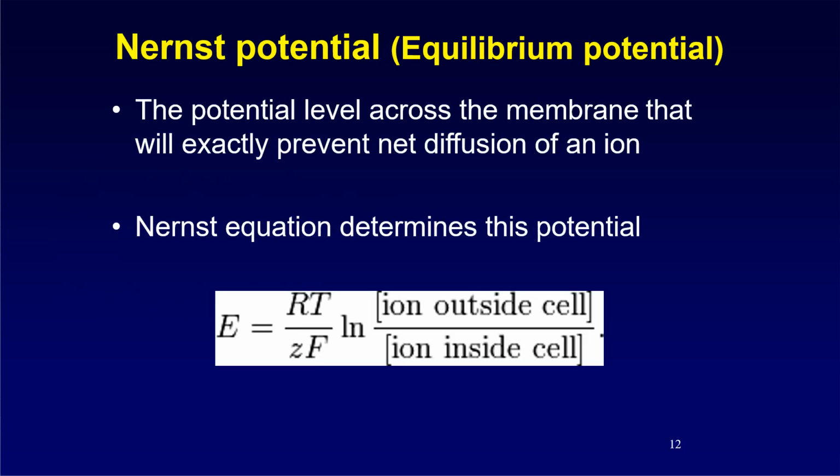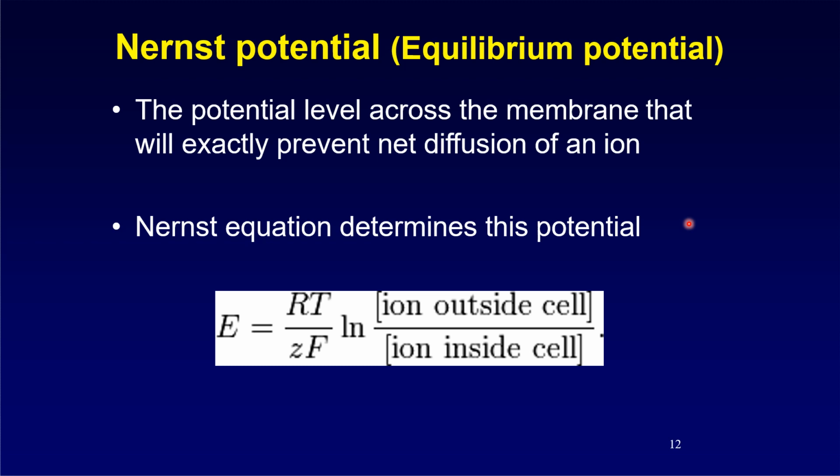The next important concept is Nernst potential or equilibrium potential. What is a Nernst potential? It is the potential level across the membrane that will exactly prevent the net diffusion of an ion. In Gibbs-Donnan, we have seen there is an asymmetrical distribution of diffusible ions across the cell membrane, in the form of excess diffusible cation inside, which results in a concentration gradient.